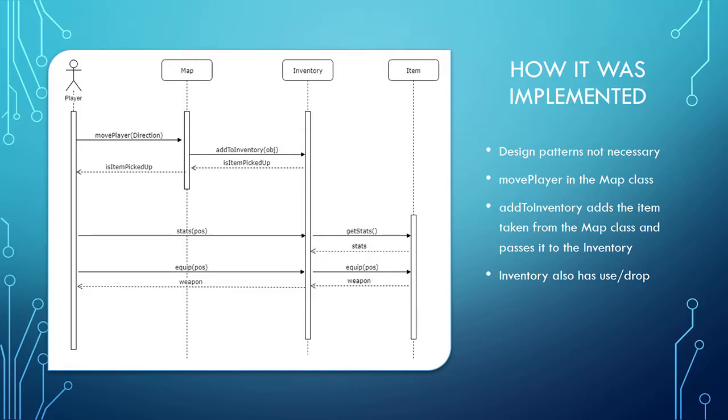Basically, it starts out on the map class. There is a move player function that takes a direction from the interface based on what the player chooses as the direction. The move player function decides where the next move will be, and if the player is standing on an item, then it will add to inventory, passing the object, which is the item, to the inventory.